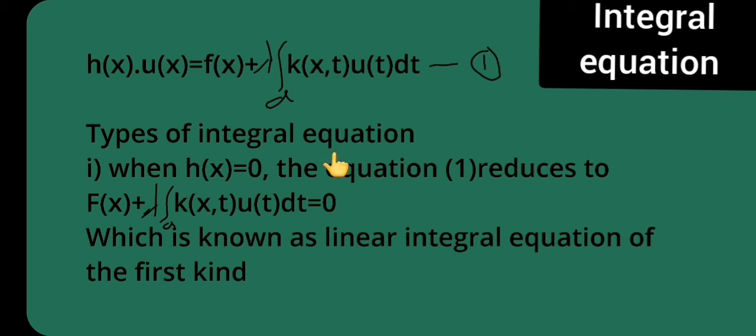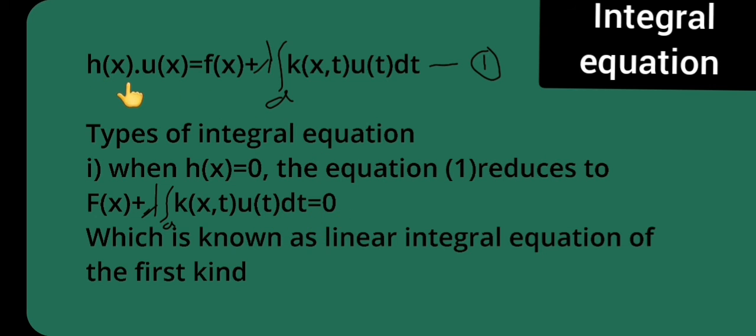So types of integral equation. Now in this video we are learning types of integral equation. First is when h of x is equal to 0. Suppose if this h of x is equal to 0, the equation 1 will reduce to f of x plus lambda integral from a to b k of x comma t u of t dt is equal to 0.